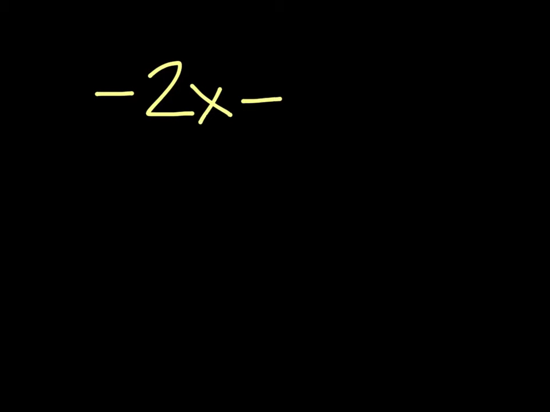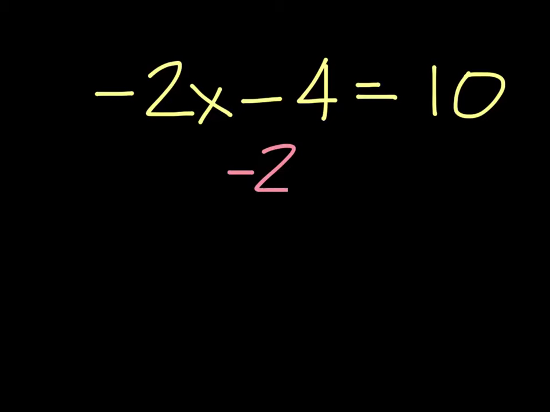Negative 2x minus 4 equals 10. The steps are still the same. What do I do first? Negative 2x equals 10 minus... 32. You would add the 4, but actually Yantis is right.